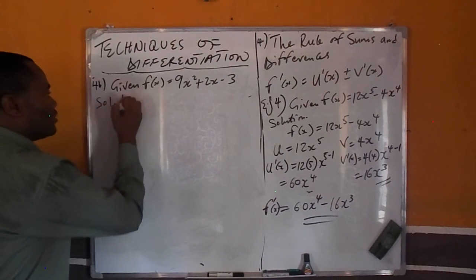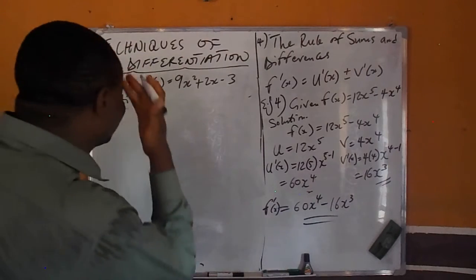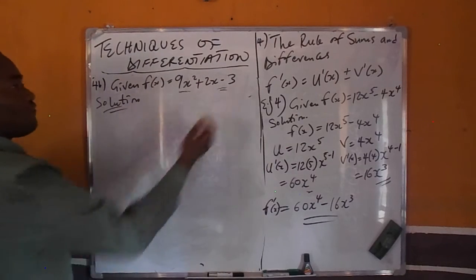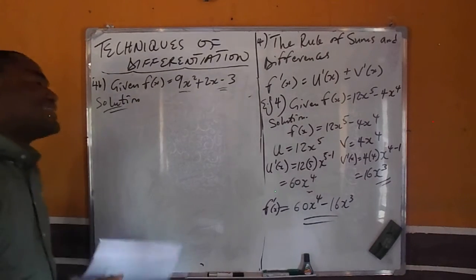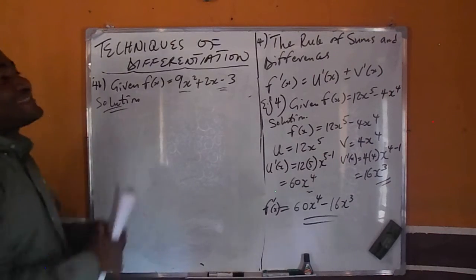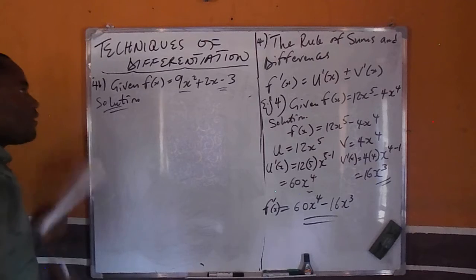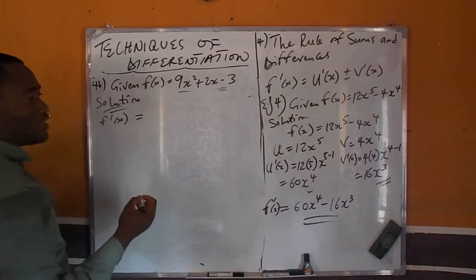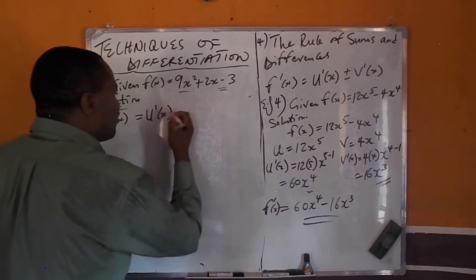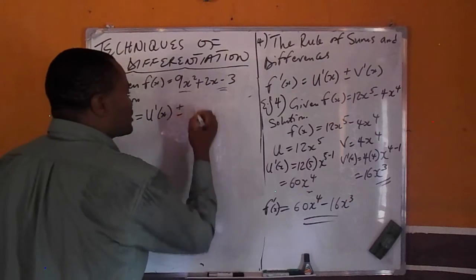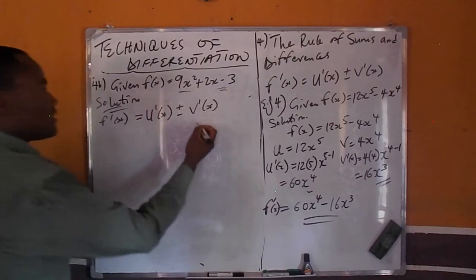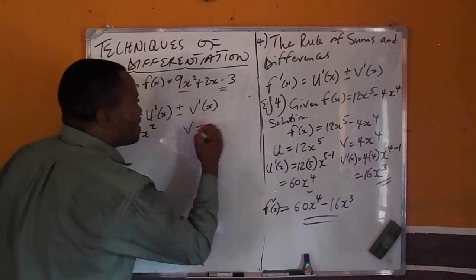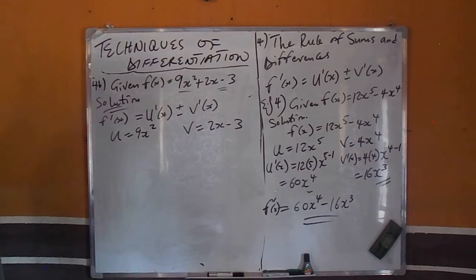The solution has both positive and negative, one for this and one for this. So 9s squared is u, and 2s minus 3 is v. Using the formula, f prime of s equals u prime s plus or minus v prime s. Now, u equals 9s raised to power 2, while v equals 2s minus 3.